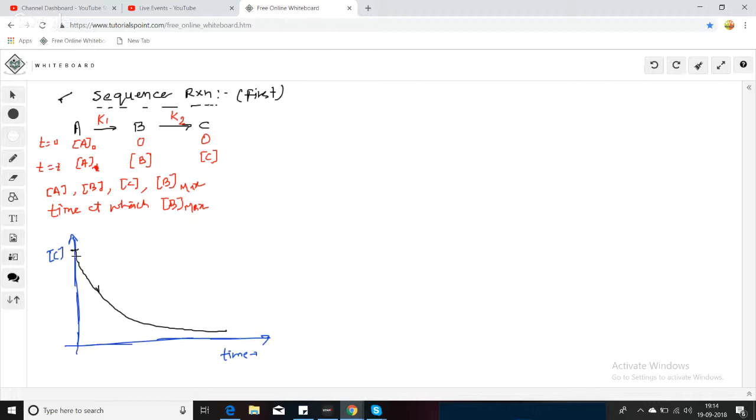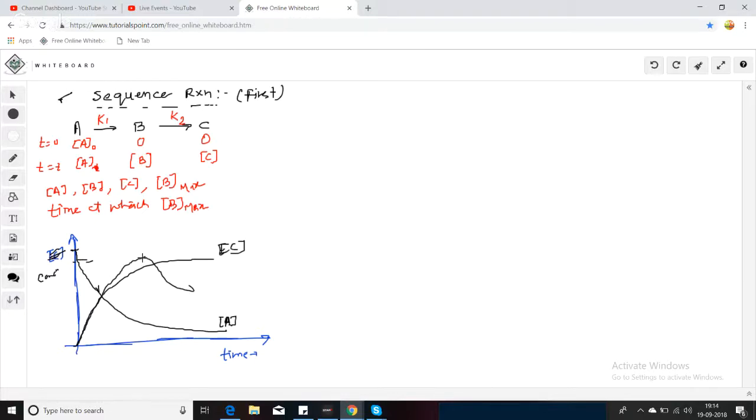This is the concentration, and this graph represents the concentration of A. The concentration of C also increases continuously with time. The concentration of B increases initially, goes to a maximum value and then decreases. One thing you must keep in mind, it cannot be more than this A naught, so this peak should be less than that. Like this it may be. This is the B max we have.